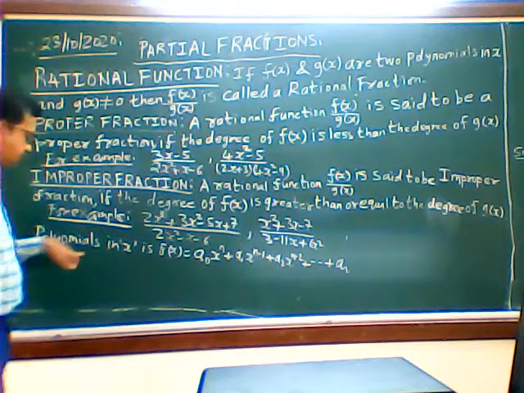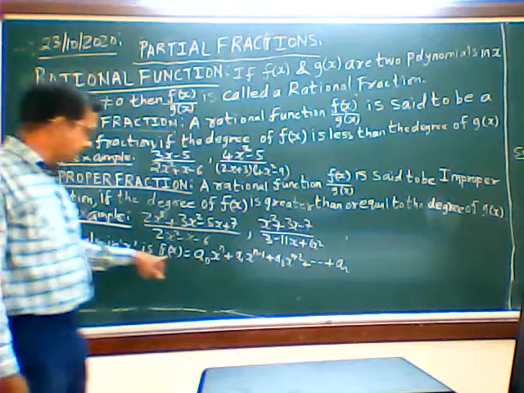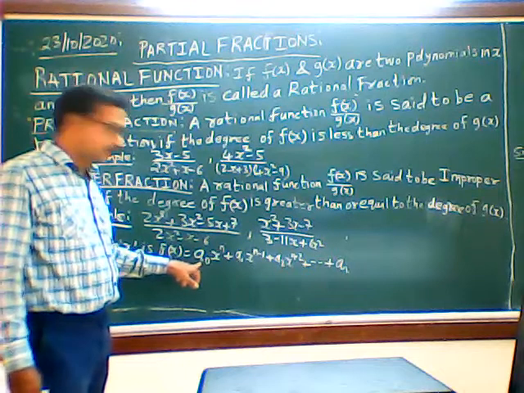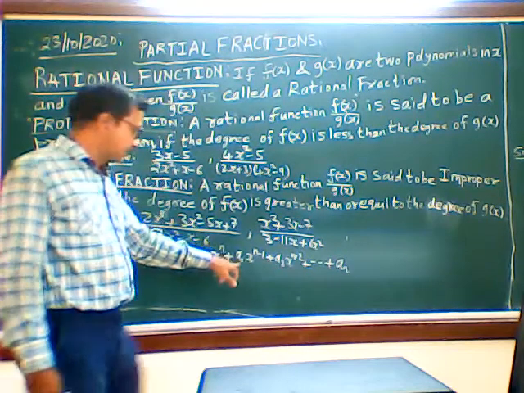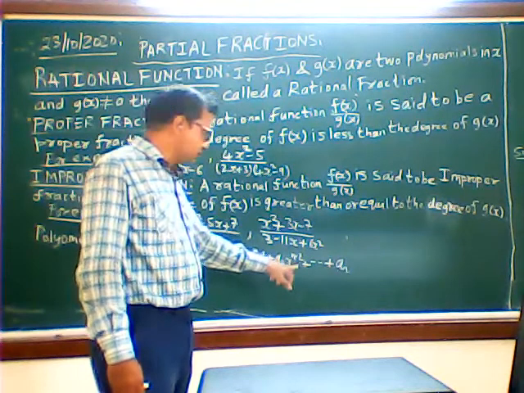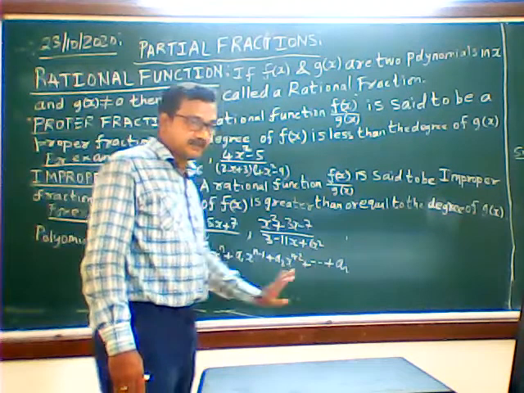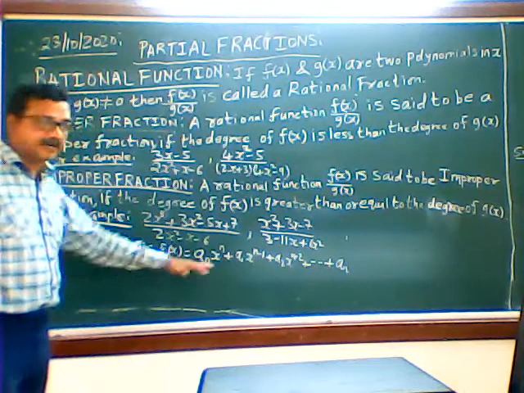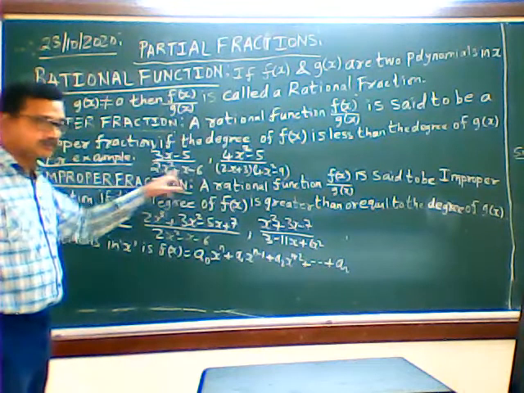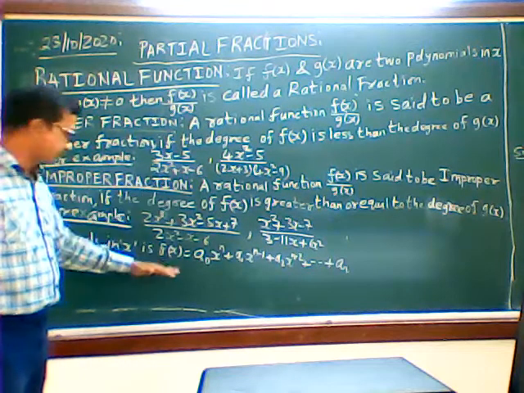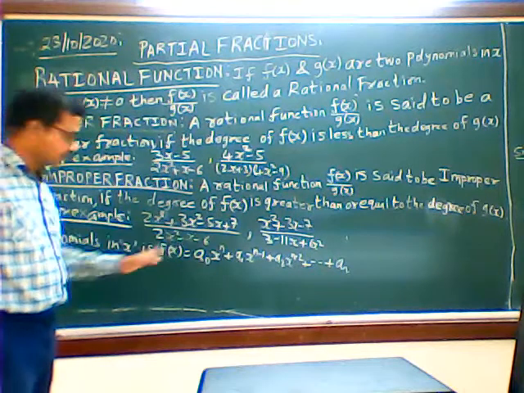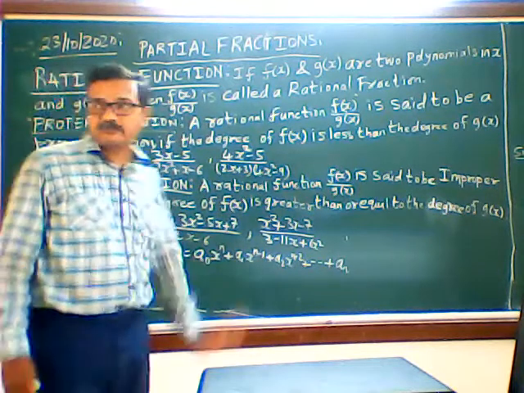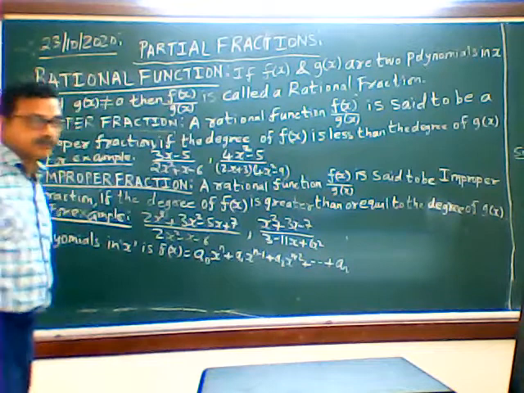Okay. Next is polynomials in x. It is nothing but f of x is equal to a naught x raised to n plus a1 x raised to n minus 1 plus a2 x raised to n minus 2 plus dot dot dot plus an. So this is nothing but a quadratic equation. That is what we call here 2x square plus x minus 6. It is a quadratic equation. And here cube means it is a cubic equation. So polynomials consist of quadratic equations or cubic equations.